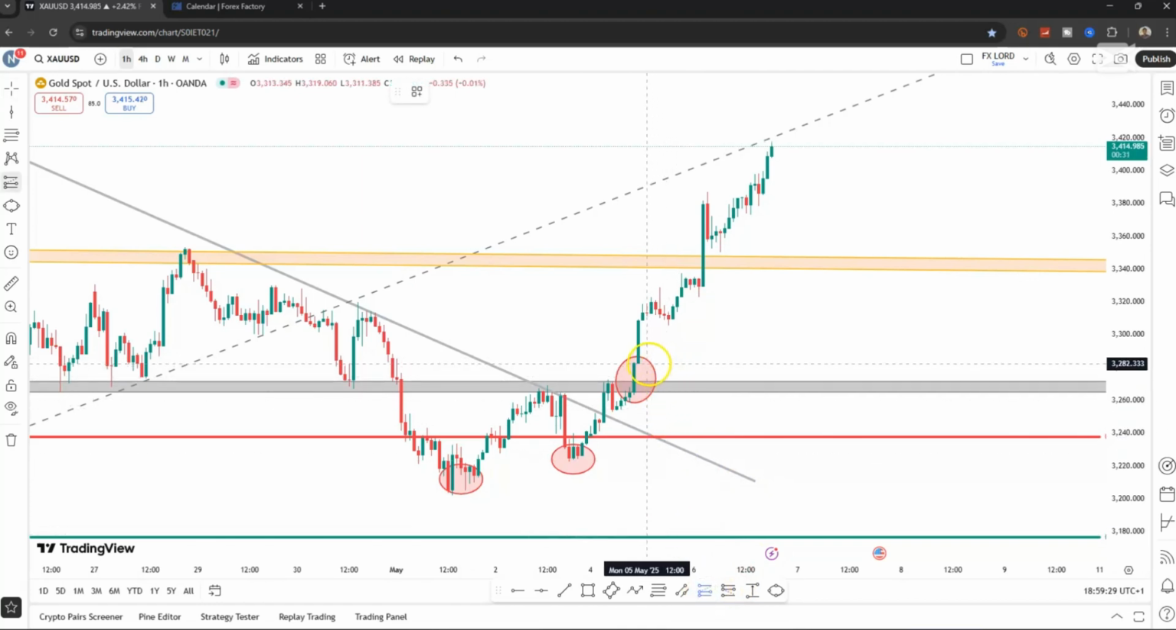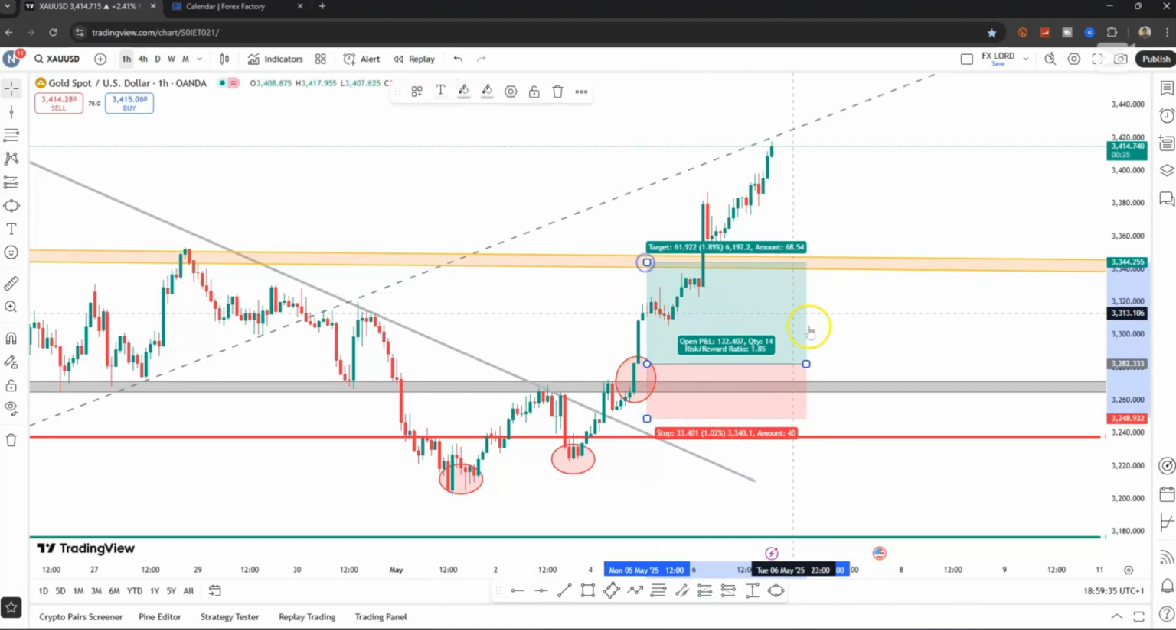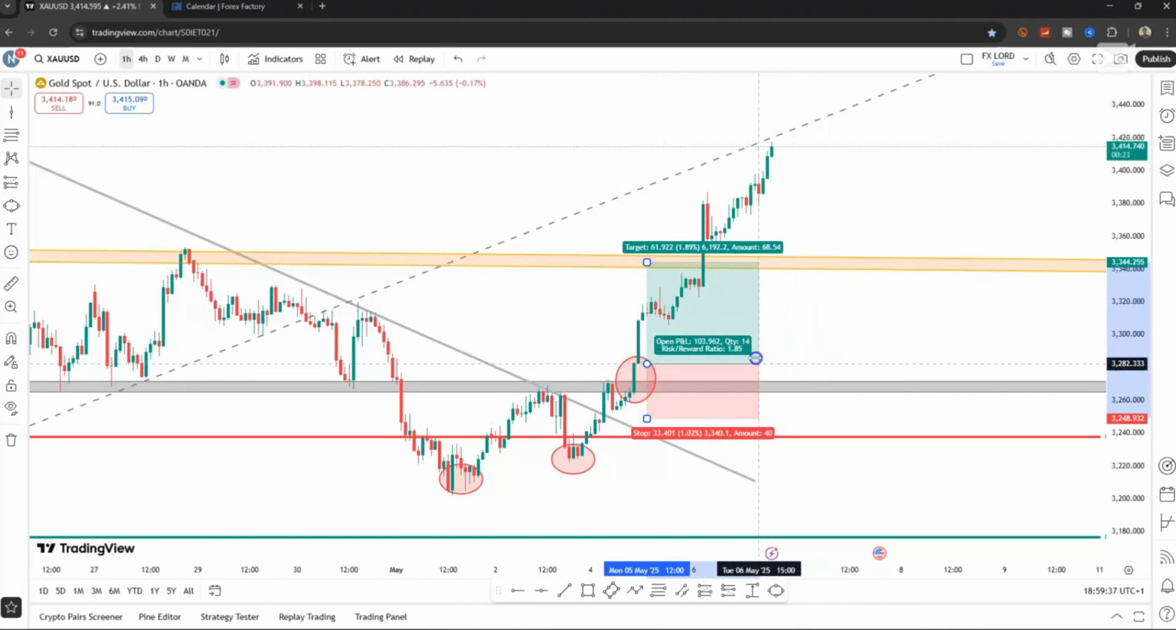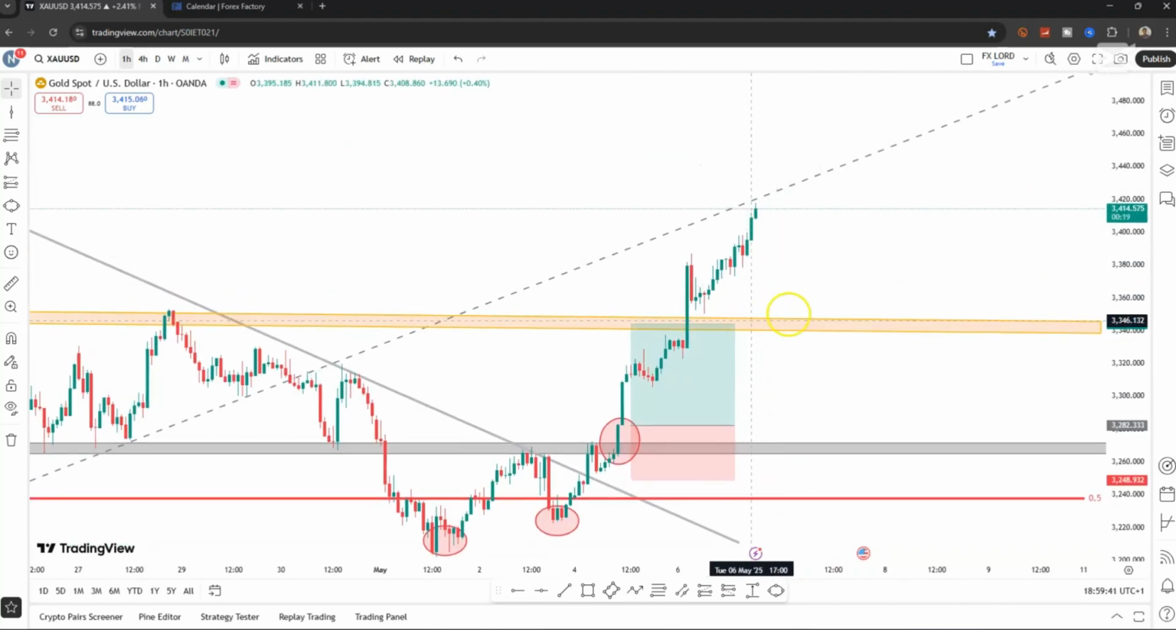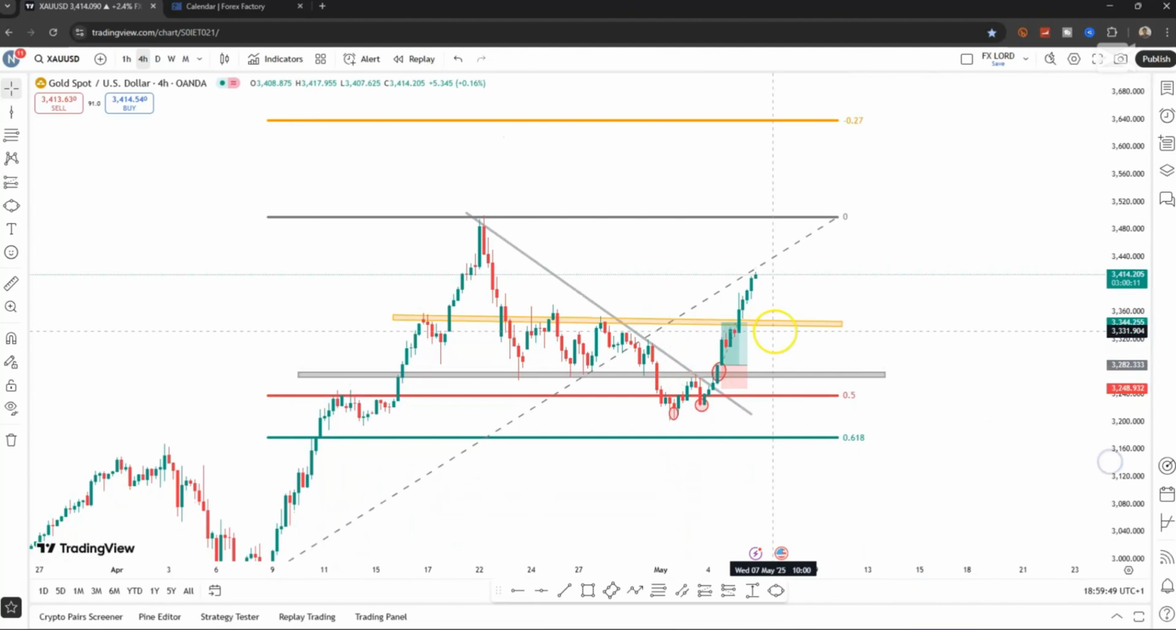So I entered at this level. My stop loss was just below here, and I traded to this minor support, which is the yellow bar. So after I traded to the yellow bar, I waited again, and guess what, guys? On a 4 hour time frame, this was a bullish breakout too.